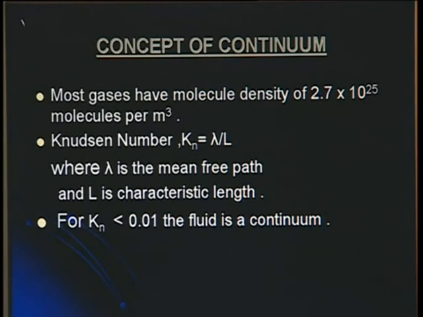And this continuum concept is considered correct because in case of gases the molecular density is in the range of 2.7 × 10^25 molecules per meter cube. So, in 1 meter cube volume we have 2.7 × 10^25 molecules. So, the number of molecules is very large. So, we can assume that mass is uniformly distributed over the control volume.